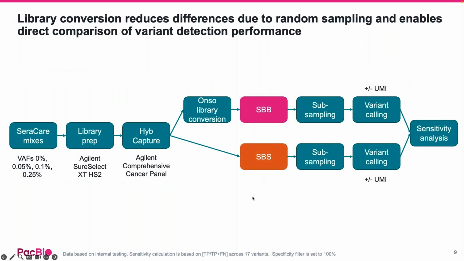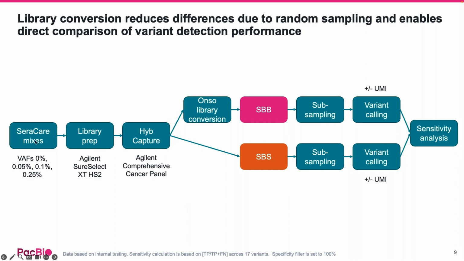So we started with the reference material at different allele frequencies. Here we're looking at 0%, which is the wild type, 0.05%, 0.1%, and 0.25% allele frequency. And then to do this head-to-head comparison and eliminate potential variation due to sampling, we made use of our Onso library conversion kit, which Young will tell you more about later.